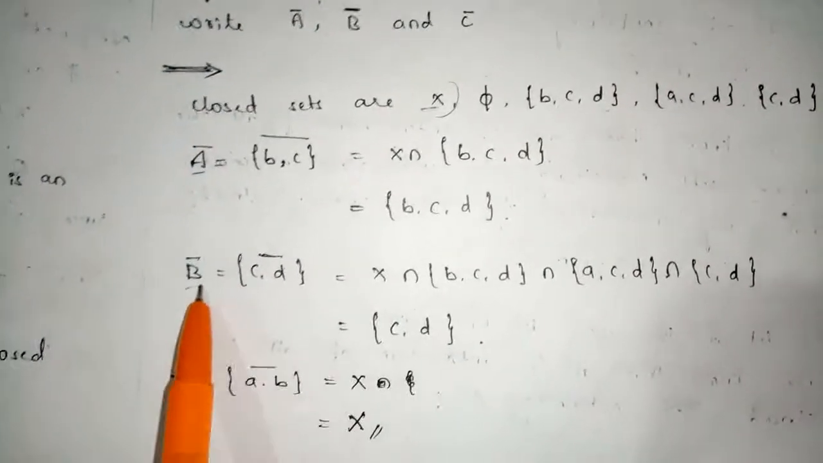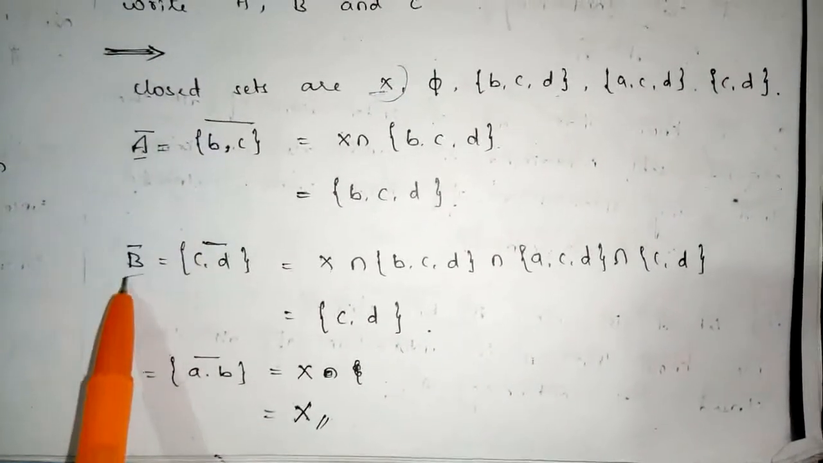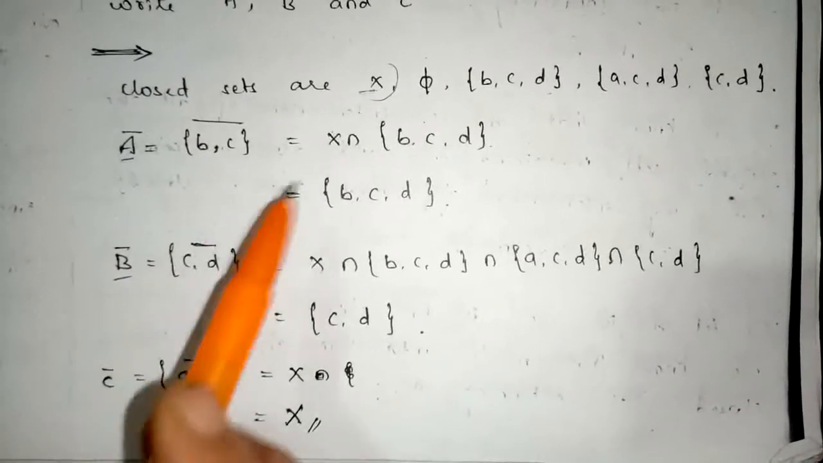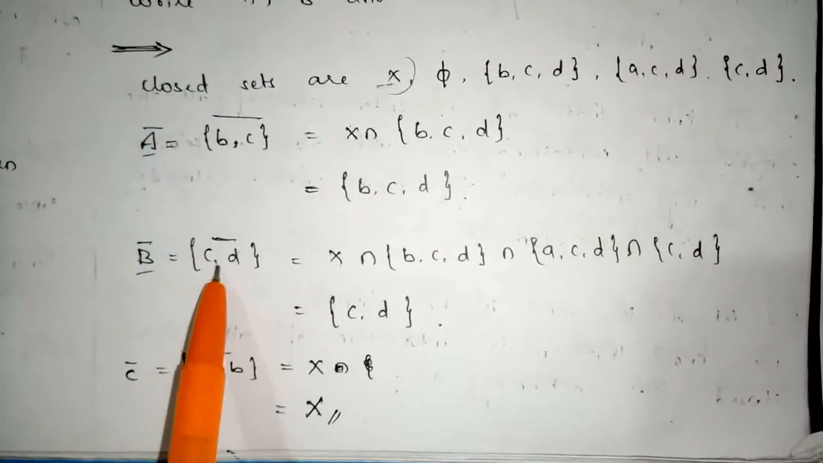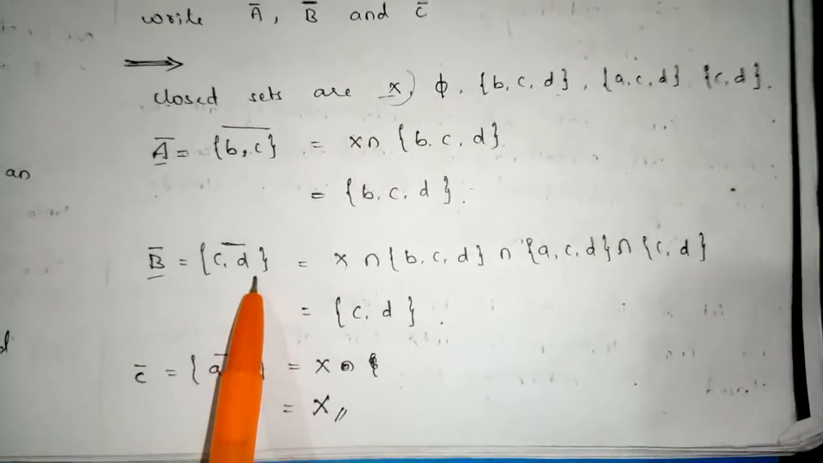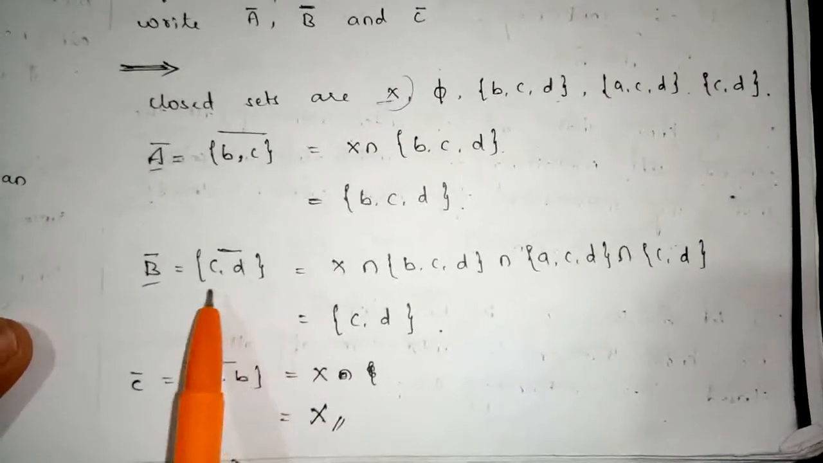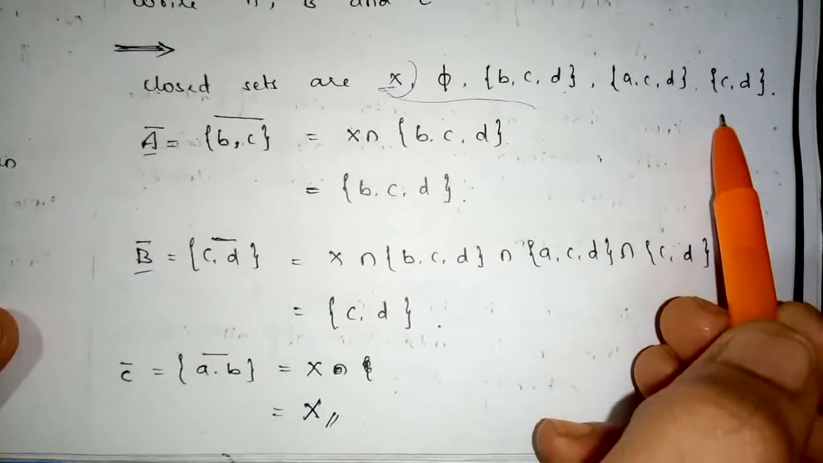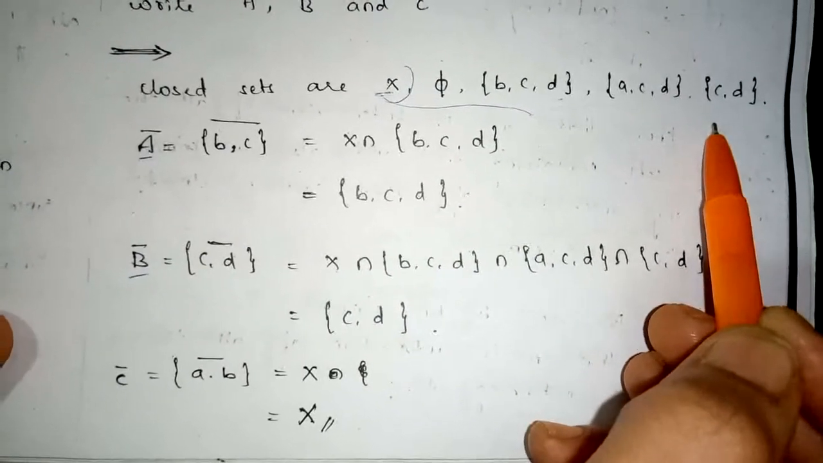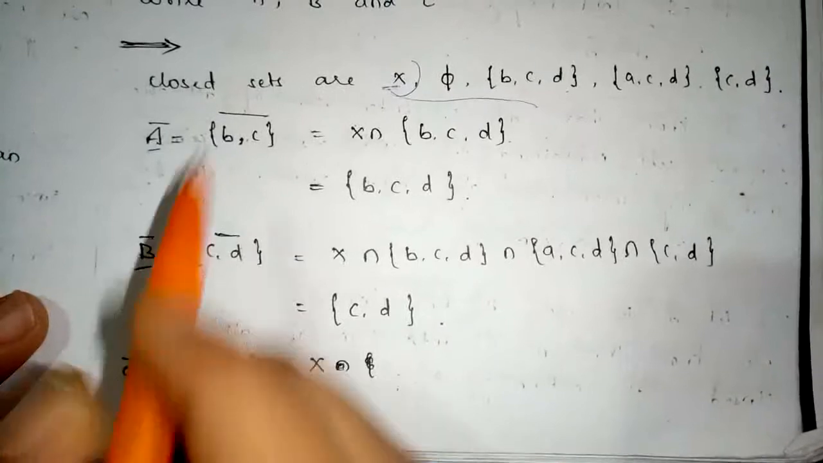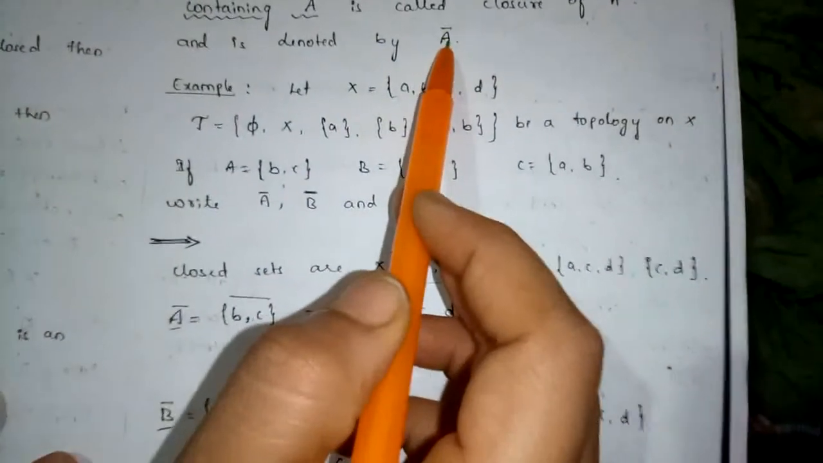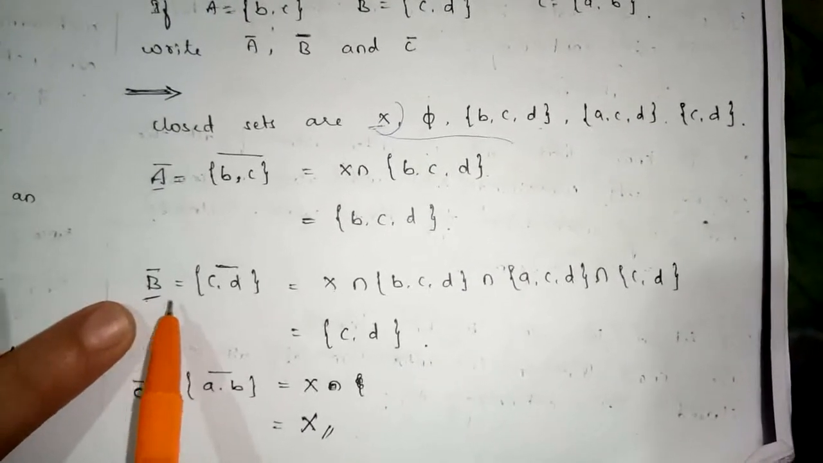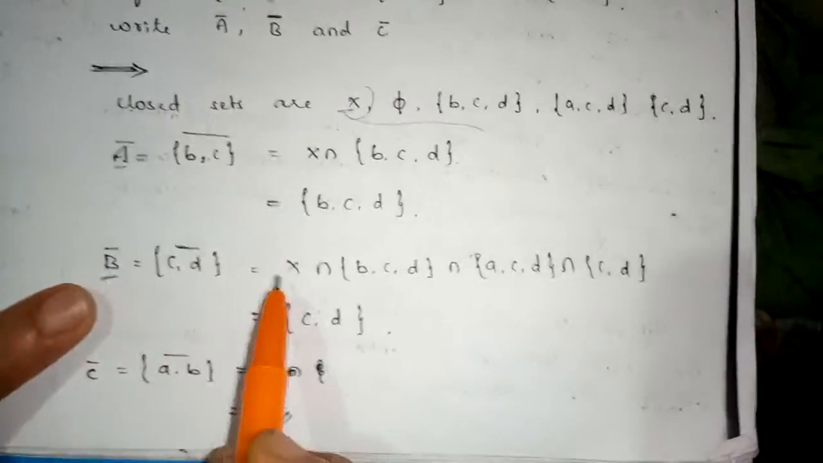Next, B bar, that is the closure of B, where the set B is {C, D}. Therefore, we have to calculate the closure of {C, D}. First, we have to find the closed sets containing {C, D}. You know about the closed sets. Observe which are the closed sets containing {C, D}. In general, the intersection of all the closed sets containing the set is the closure.